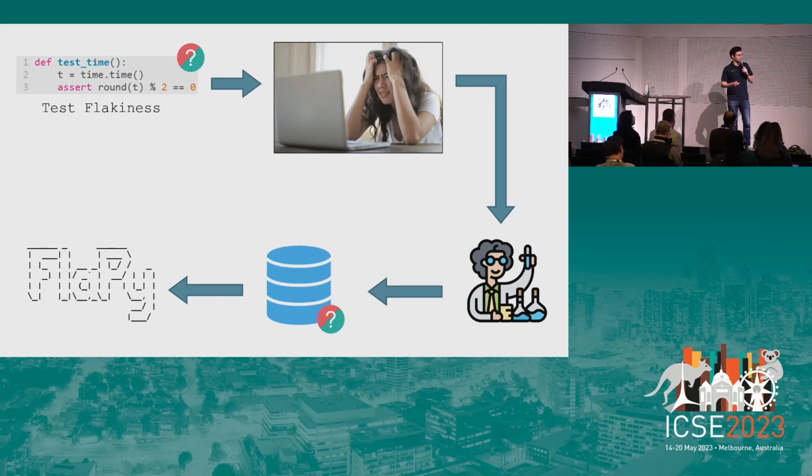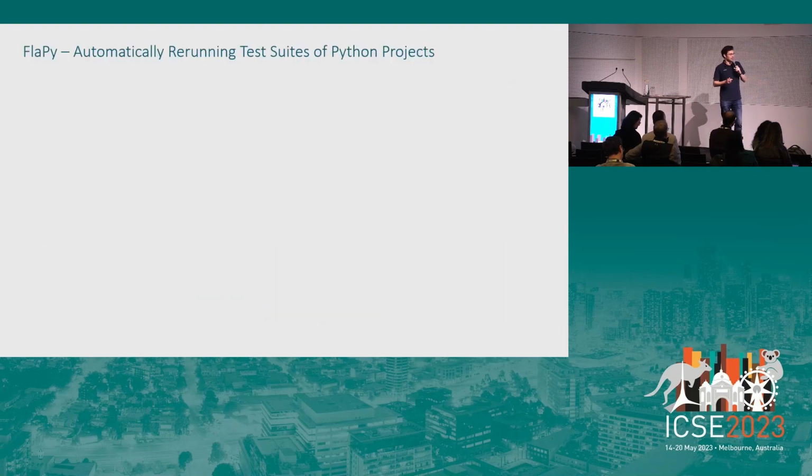So this is where FlaPy comes into play. If you're researching flaky tests, we can provide you some guinea pigs to try out your method on. And so what is FlaPy? FlaPy is a tool for automatically rerunning test suites of Python projects.